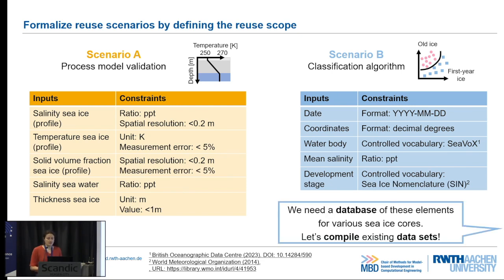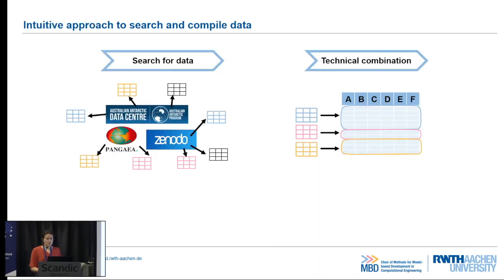So I need a database of all of these elements in these reuse scopes. I call them reuse scopes. And so I thought, let's compile data sets that are available. An intuitive approach of compiling and searching for these data, I saw it as follows. Data sets on data repositories such as the AADC, Pangea, or Zenodo provide these data, or I thought they would provide these data sets, and it would be easily combinable because they may be structurally identical so that I can easily combine them.